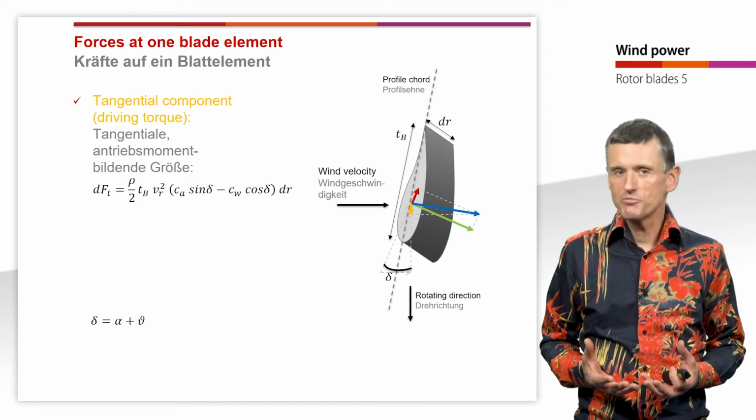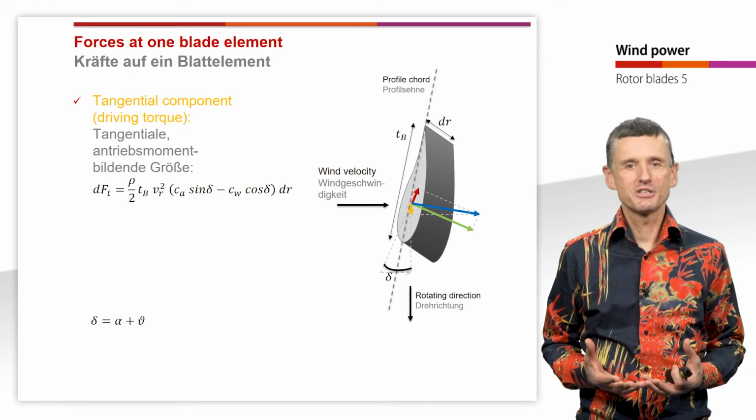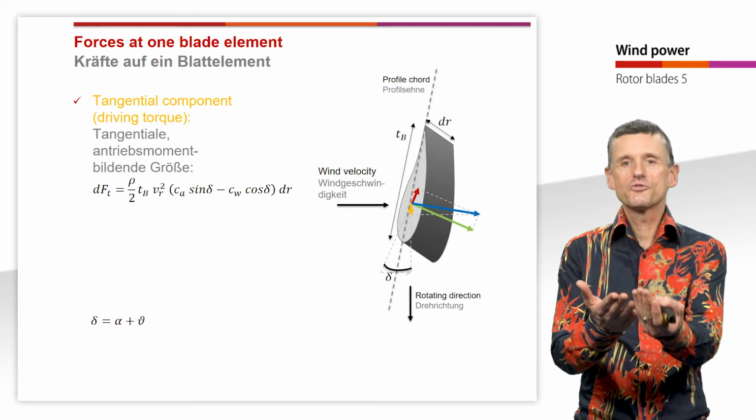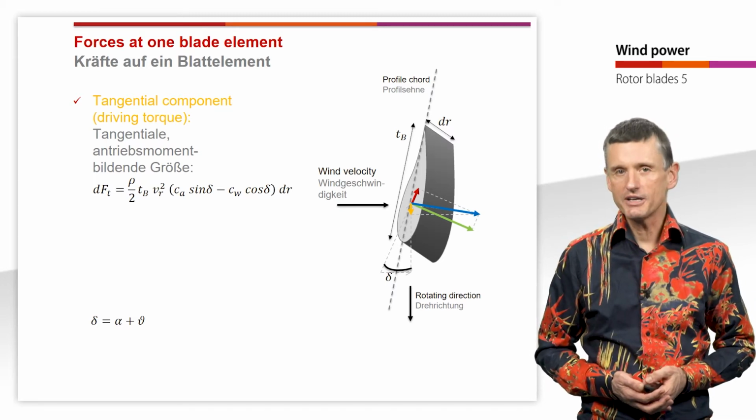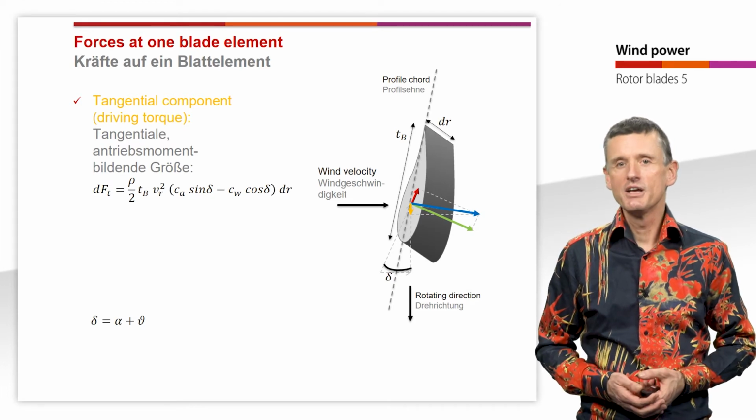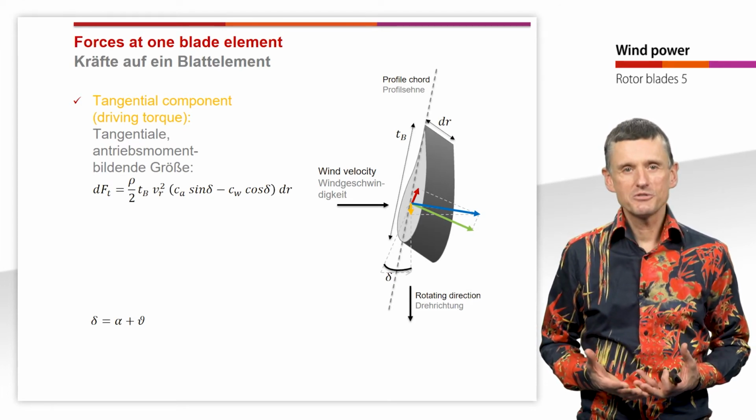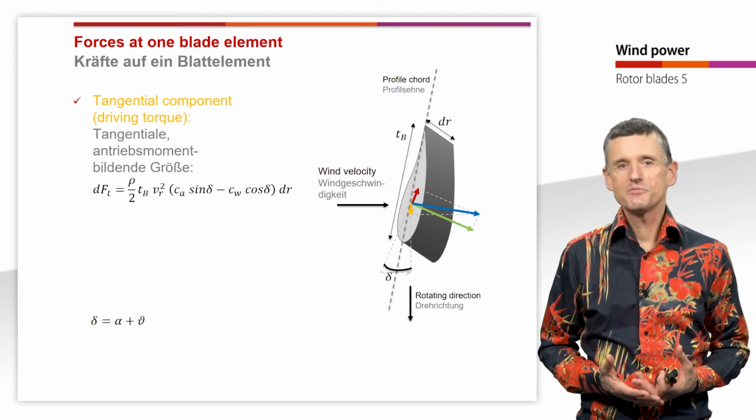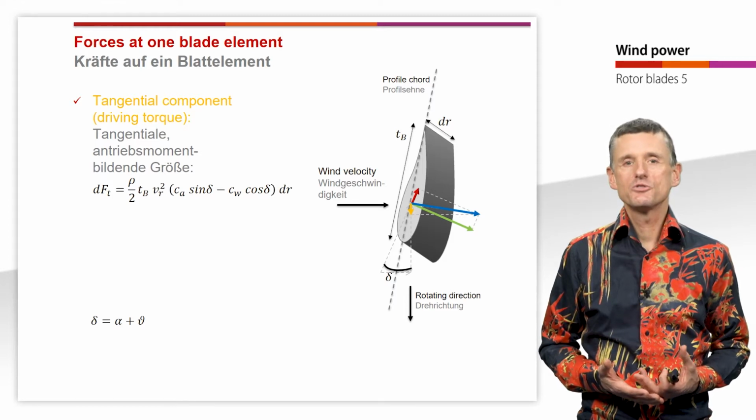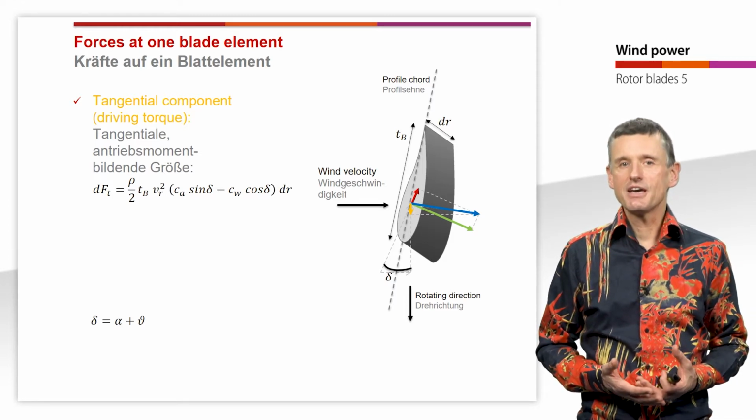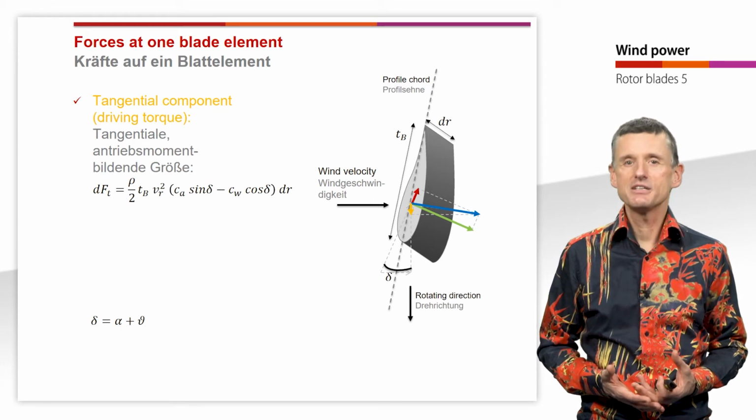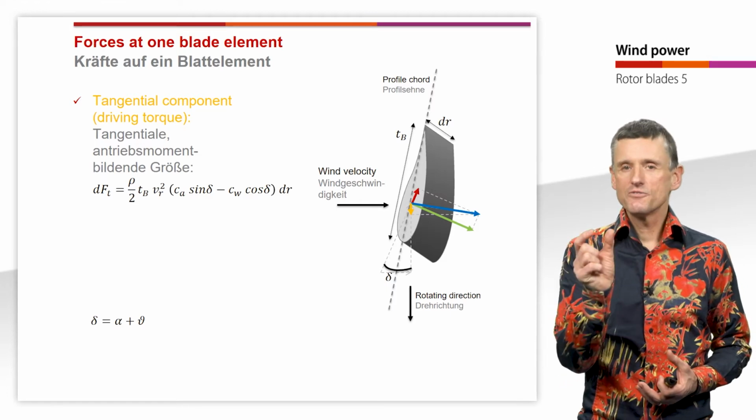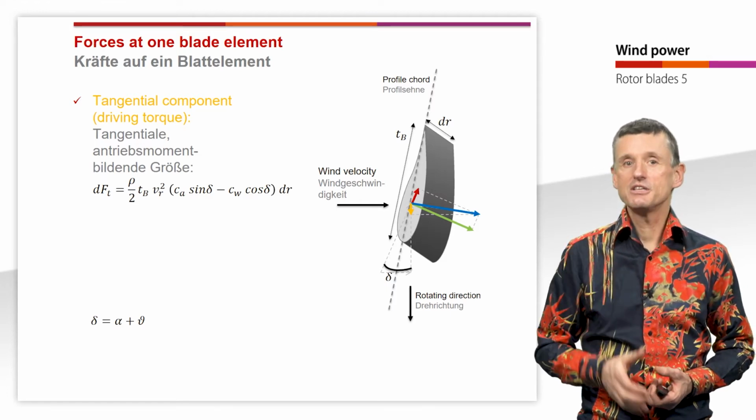And what we are interested in most is this tangential force, this yellow vector that points in the direction of the rotation of the wind turbine. And that is the one we are really looking for. And therefore we can write dFt equal to 1/2 rho times Tb times Vr squared times (Ca sine of delta minus Cw cosine of delta), times the thickness of this rotor blade element dr.